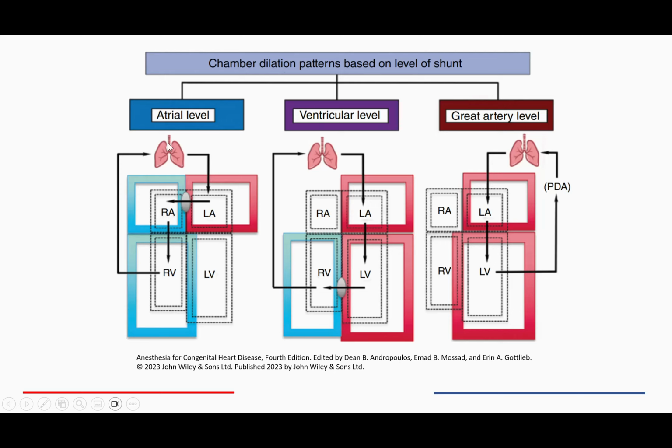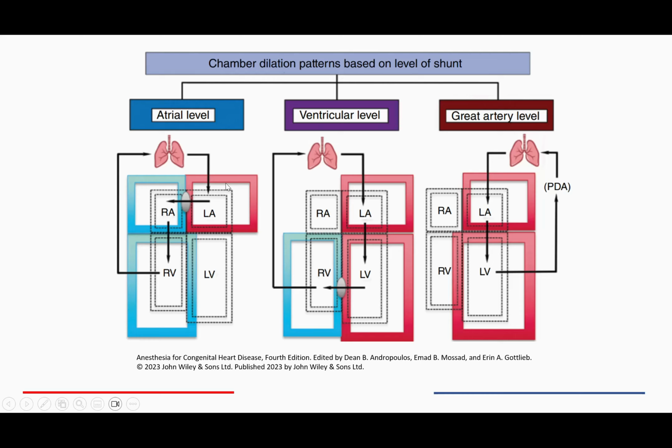Now, when considering the dilatation of the chambers in ASDs, we find that the right side dilates first, because during diastole and also systole there is left to right shunting, so there is a volume overload on the right atrium and then the right ventricle, so the right side dilates and there is overflow on the lung, so the left atrium receives more blood than usual, so the left side dilates.